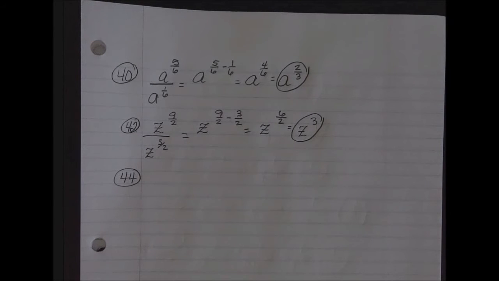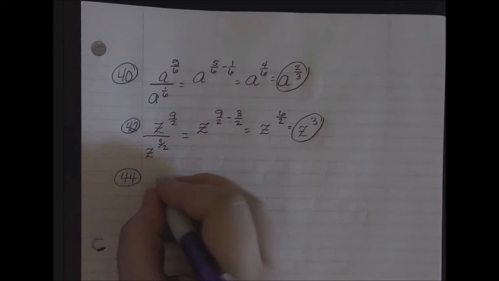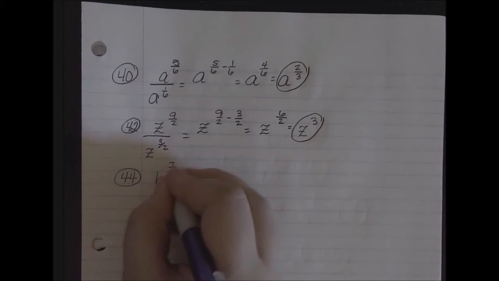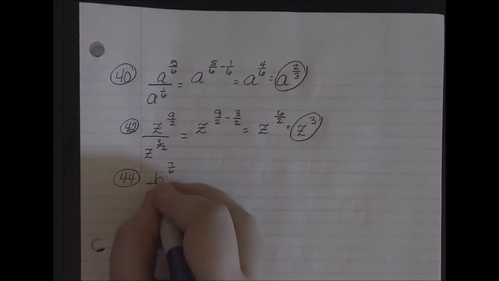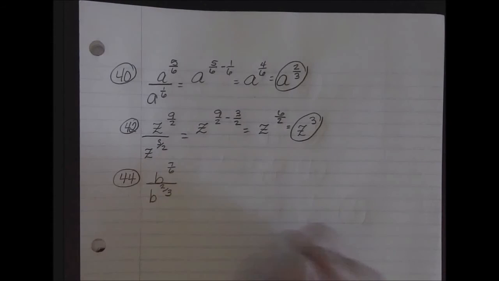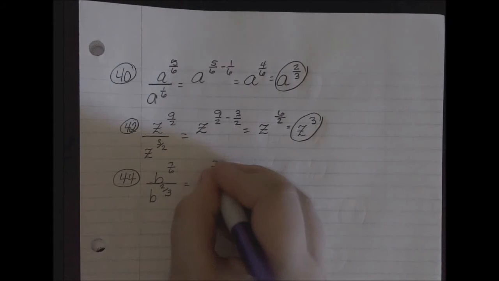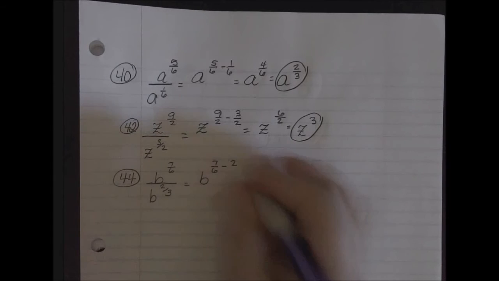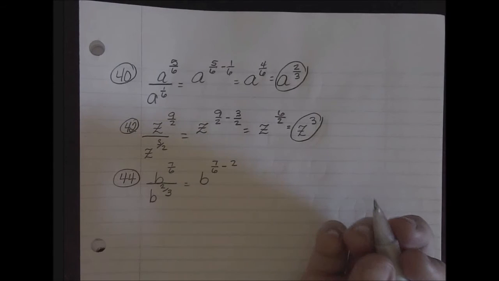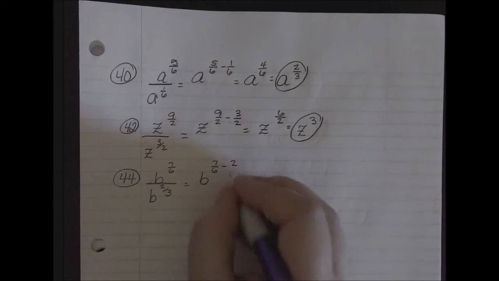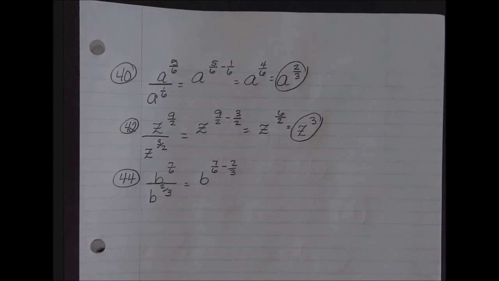Number 44, b to the 7/6 over b to the 2/3. So when I divide my bases, I'm going to subtract my exponents. What you're going to notice on this problem is, again, just like on, I believe, number 38, yeah, number 38, that we did not have a common denominator. So we're going to need to get a common denominator here.